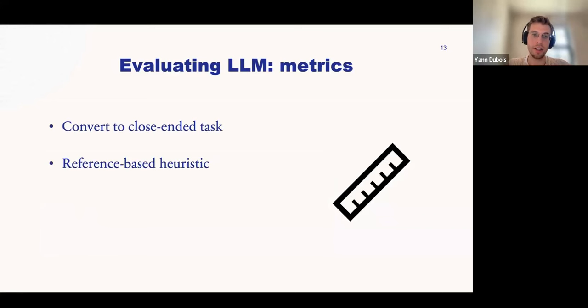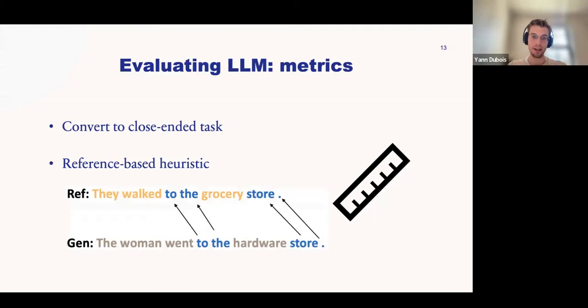Great. So a second option is to use what is called reference-based heuristics. By reference-based, what I mean is that you can collect a real answer. So to every question, you can collect a potential solution as given by some human or by some expert. So for example, here I don't even know what the question is, but imagine that the human says that the right answer is they walked to the grocery store, and the generated answer is the woman went to the hardware store. Then what you can do is start comparing, or asking yourself how similar is the answer generated by the LLM to the answer collected by the human, so the potential answer.